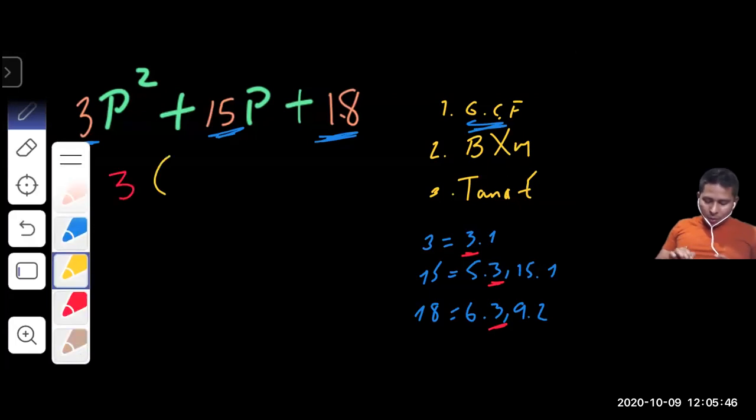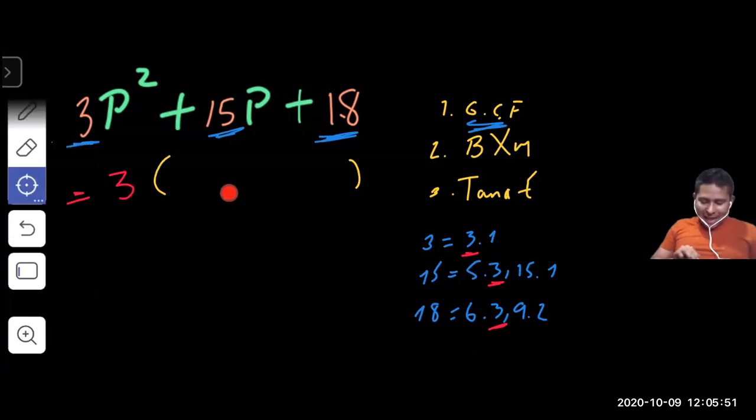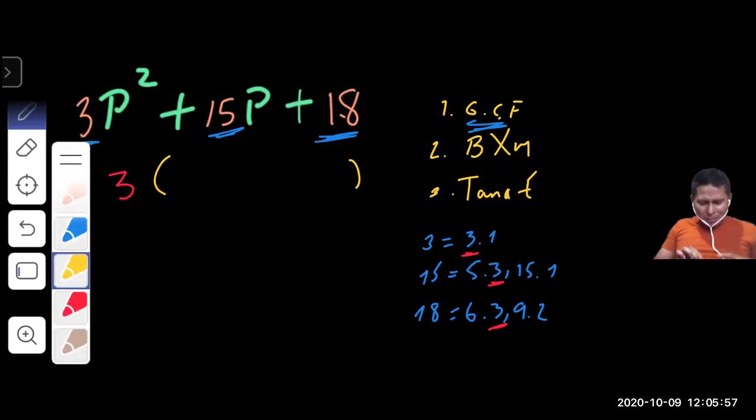And now let's put parentheses and we're going to put what is missing. 3, guys, times, can I get 3p squared? What is missing? The 3 is here. 1. Okay, you can put a 1 if you want, but it's only missing the p squared, right? Of course, there is a 1 in there.